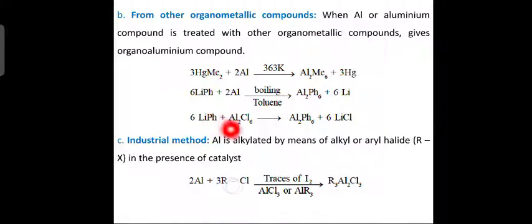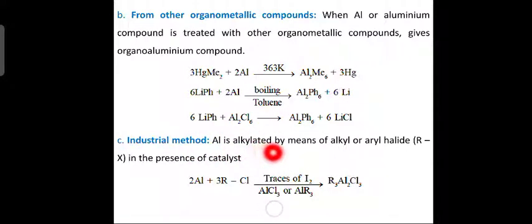And if you have the dimer of aluminum halide, Al2Cl6, monomer is AlCl3, dimer is Al2Cl6. So you get Al2Ph6. The Al2 and Ph will combine, giving Al2Ph6, and the lithium will combine with Cl giving lithium chloride. Third method is the industrial method.